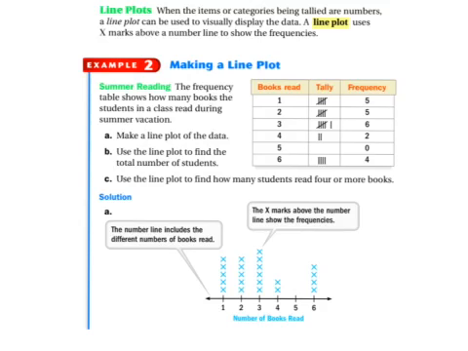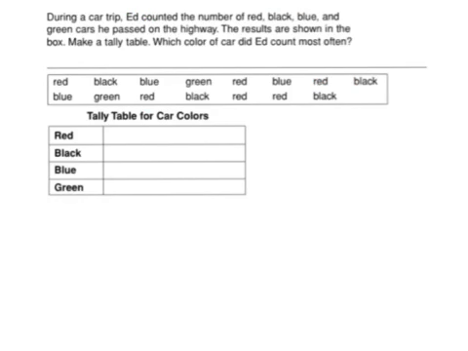So part B, now that you have your line plot drawn, part B says use the line plot to find the total number of students. Well, we would just count them all together. And part C says use the line plot to find how many students read 4 or more books. And so then we would just take a look at how many X's are under 4, 5, or 6. So let's look at some examples now.